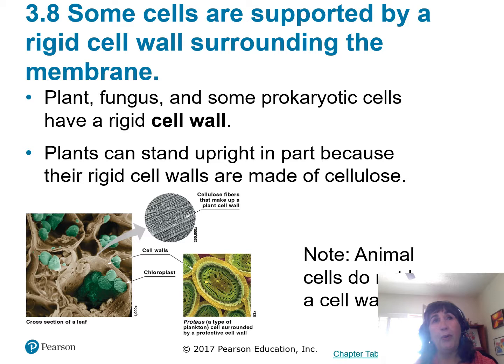Some cells are supported by a rigid cell wall surrounding the membrane. So another unique structure is the cell wall. And this is found in plant cells, but it is not found in animal cells. So notice here you have some diagrams of an animal cell, and then you also have one of an algal cell.